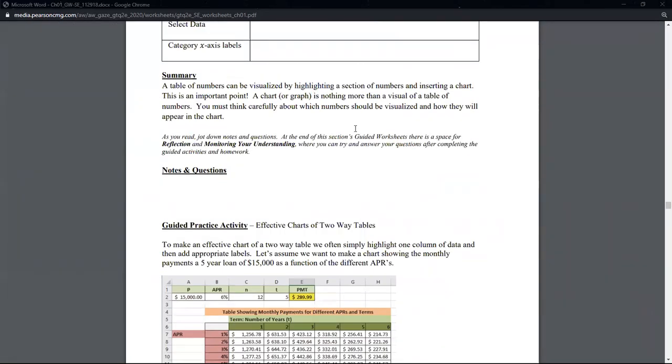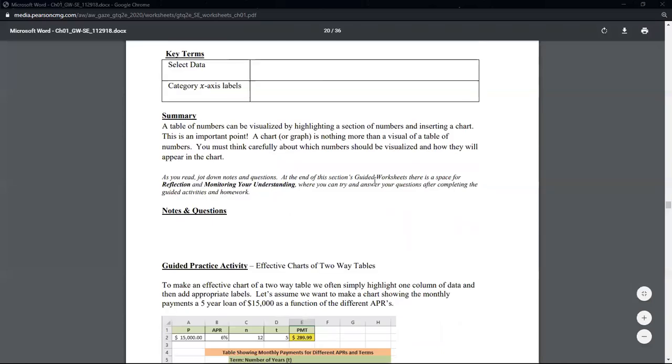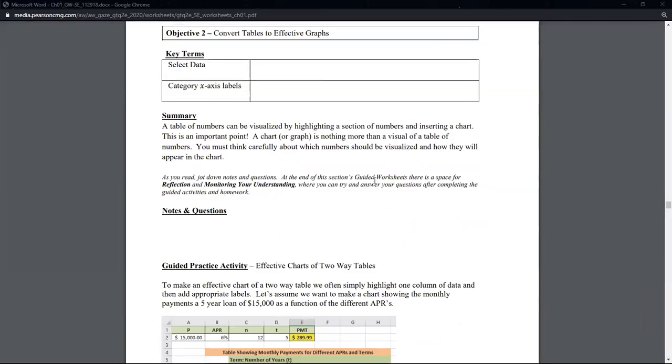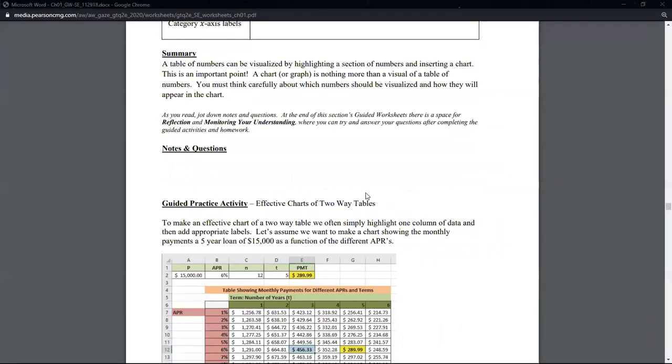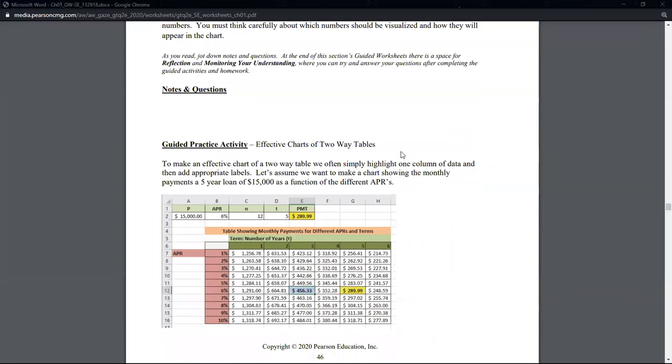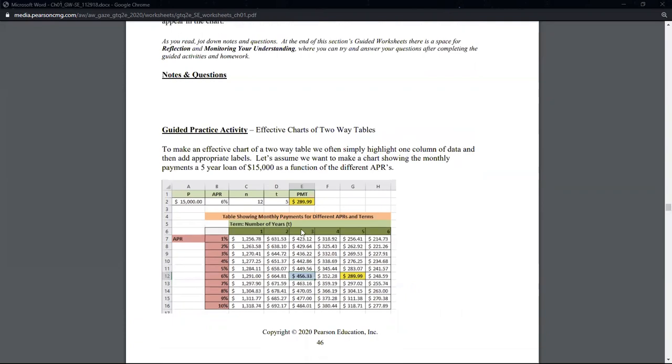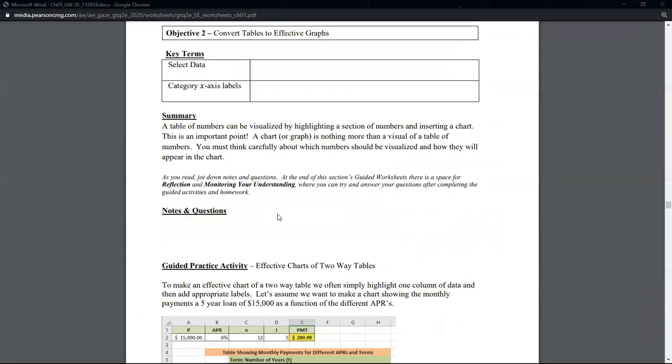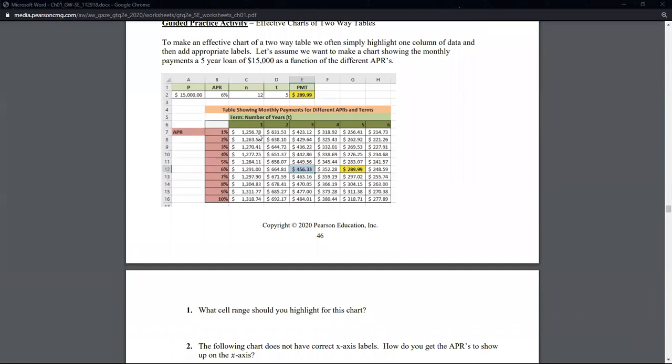All right. So another quick guided activity, and I'm just going to be giving the answers for these because it's charts and stuff. To make an effective chart, and so on. Let's assume you want to make a chart based on all this stuff. So this would be an Excel homework, but again, I'm not going to do that.